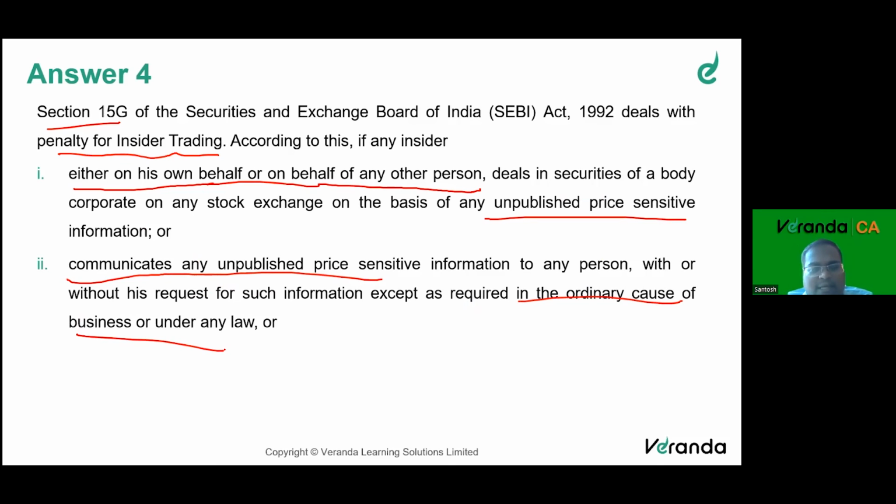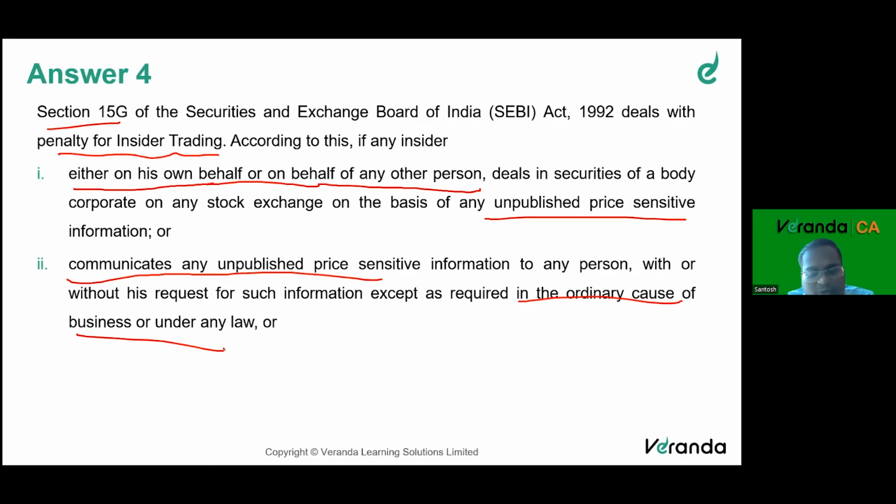So let's break this into smaller points to understand this section. Section 15G deals with penalty for insider trading, and according to it, if any insider, either on his own behalf or on behalf of any other person, so it could be that he has done it himself, or the chairman or the managing director, or any other person who tells him to deal in securities on the basis of UPSI, unpublished price sensitive information, or he communicates it to a person whether a request has been placed or not, except as required in the ordinary course of business or law.